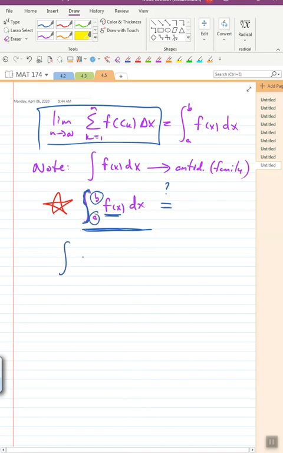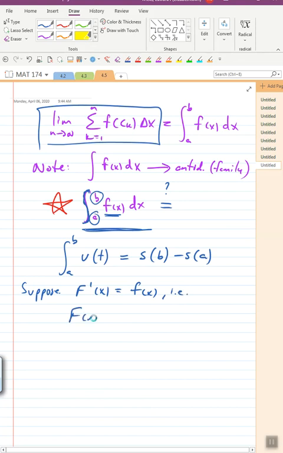So in particular, when it was the velocity function that we were finding the area under and we went from A to B, didn't we say that that was the position at time B minus the position at time A? So if I said the derivative of big F is little f, that's just another way of saying what? Big F is an antiderivative of little f. With me there?